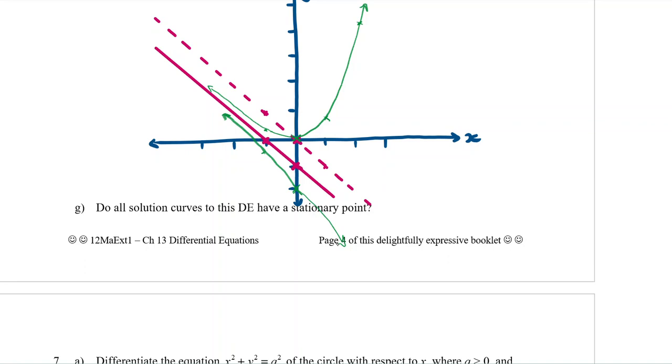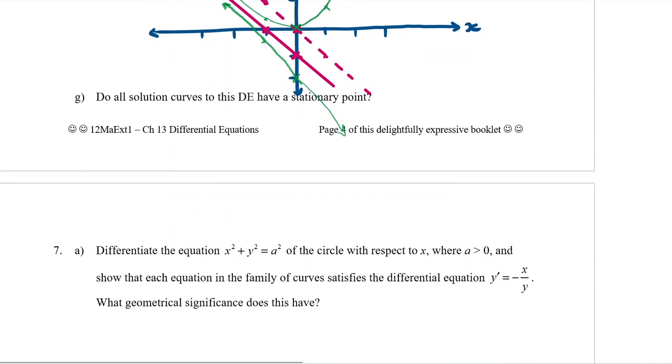Part G, do all solution curves to this differential equation have a stationary point? We kind of already know that because we went hunting for them. No, they don't. The only one that did was equation A, but you can actually see that on your graph as well because it's the one that intersects with my dotted line. The solution to the differential equation intersected at that turning point, so it's only A that has that stationary point because we can see it there.